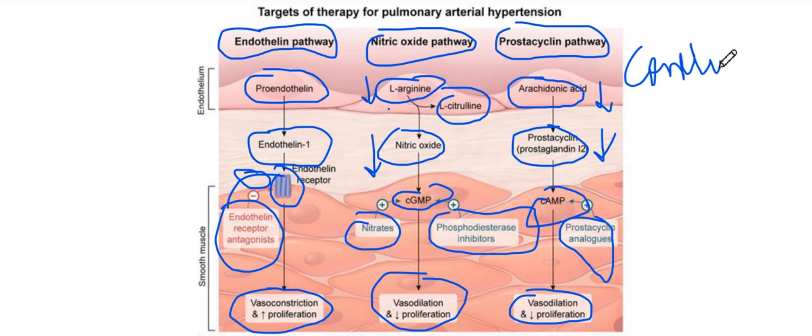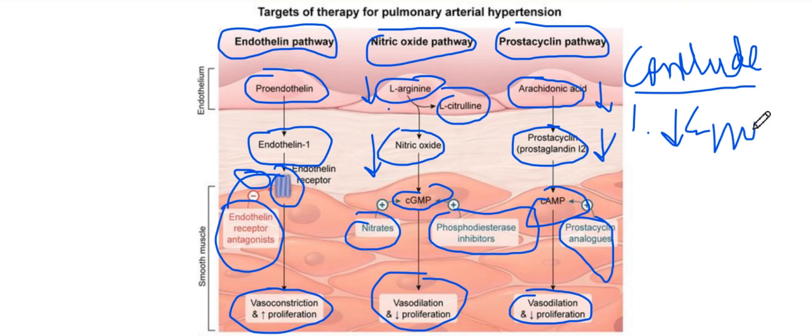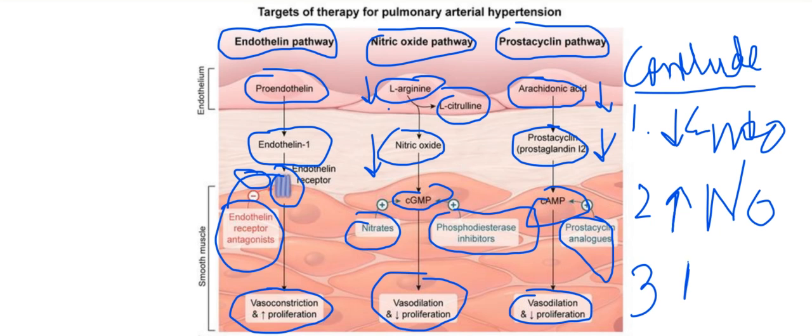We conclude by 3 points. Number 1, there should be a decreased endothelin pathway. Number 2, there is an increased nitric oxide pathway. Number 3, there is also an increase of the prostacyclin pathway. So all these things prevent pulmonary hypertension.